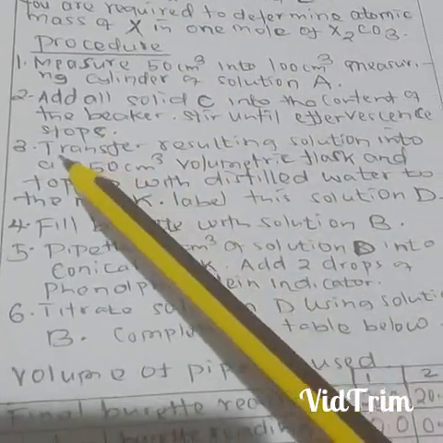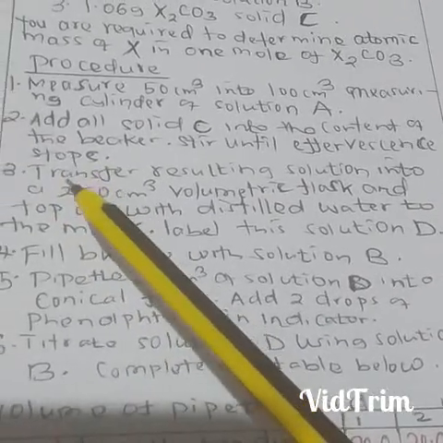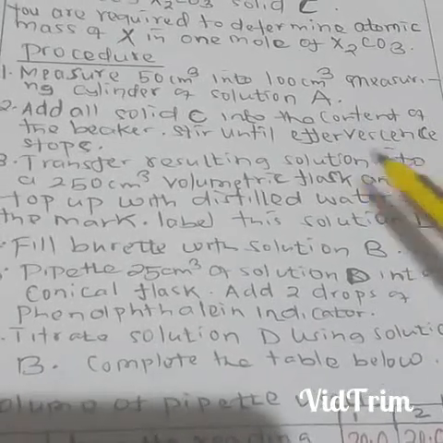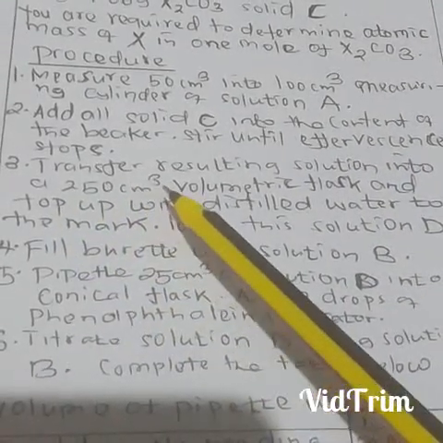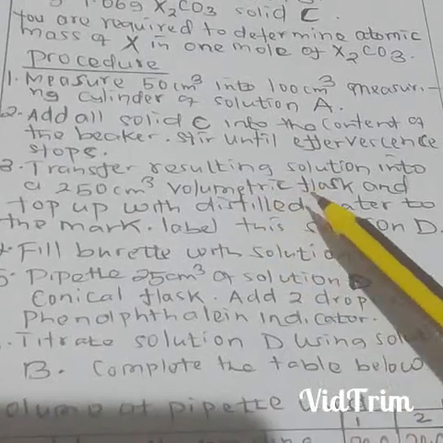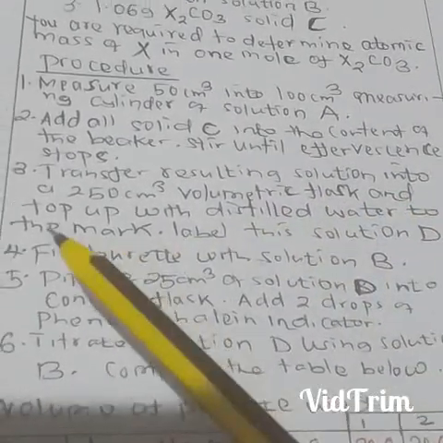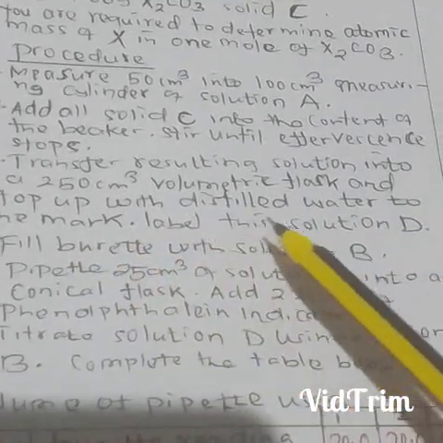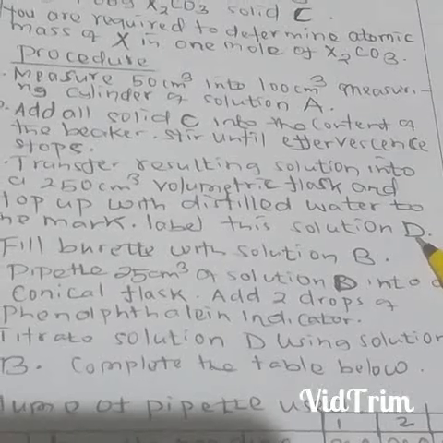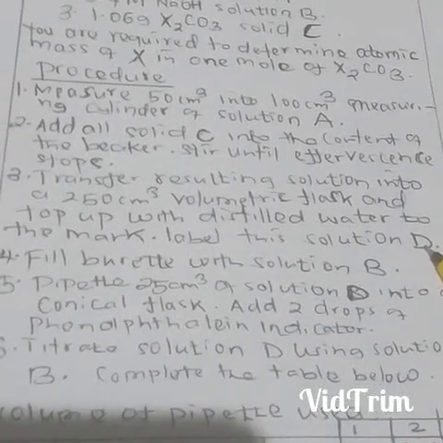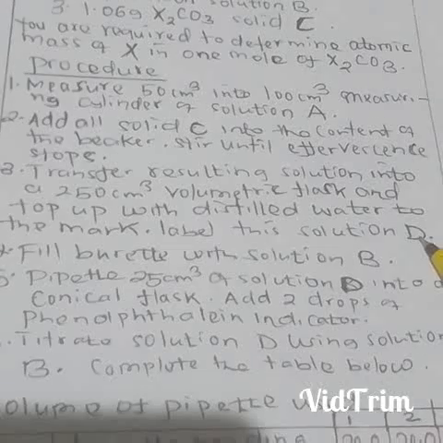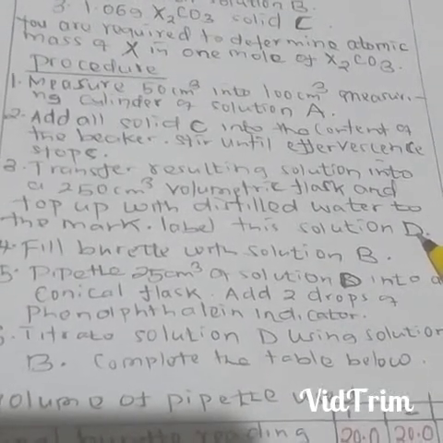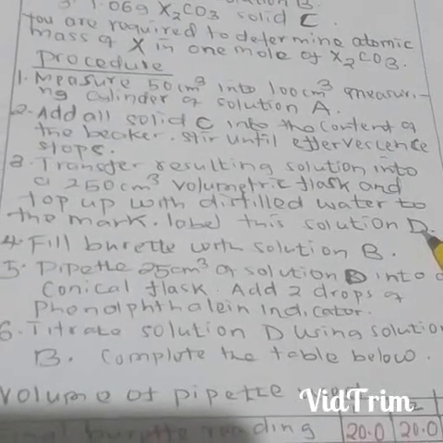Then after that, procedure number 3, you transfer the resulting solution into a 250 cm³ volumetric flask, and you top up with distilled water to the mark. Then you label this solution as solution D. So solution D is just a mixture of the acid and the carbonate, but we have topped up with distilled water to the mark.